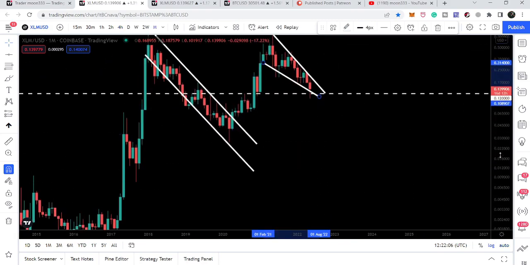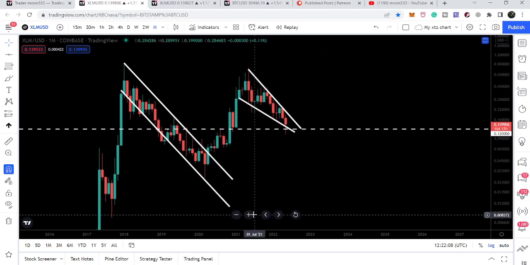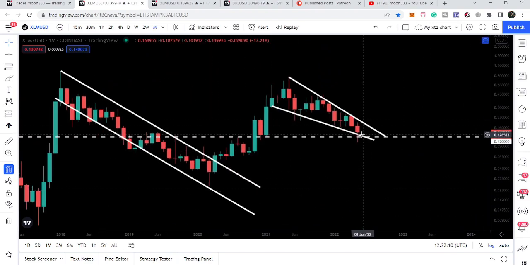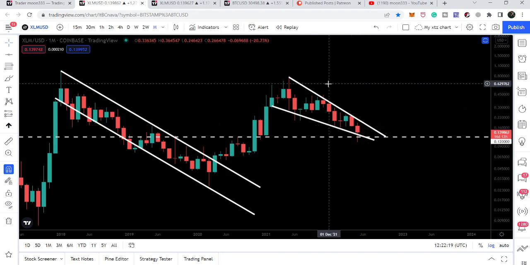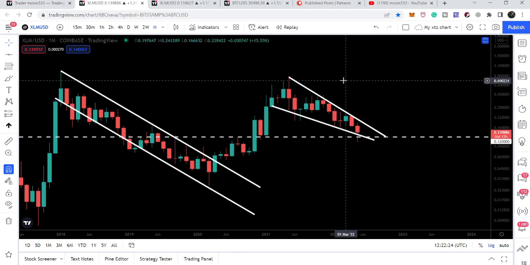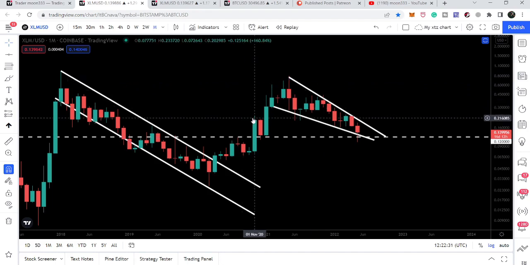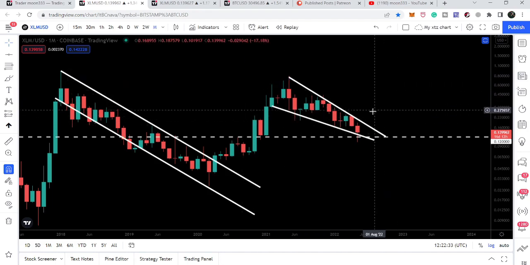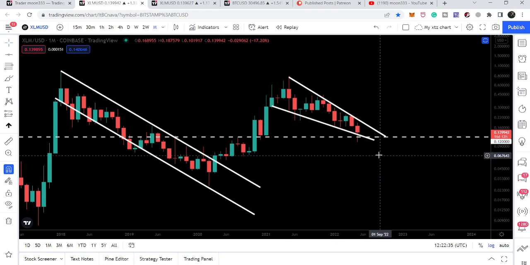Now if we take a look at the resistance of this falling wedge pattern, then we can see, for example, if Stellar hits the resistance here, then it will be approximately 18 to 20 cents. And if we take a look at the target of this falling wedge, that will be technically here at the top of the wedge, approximately 70 or 75 cents. But it is also possible that we may have a bigger move, because this is a very big falling wedge pattern on the monthly time frame.